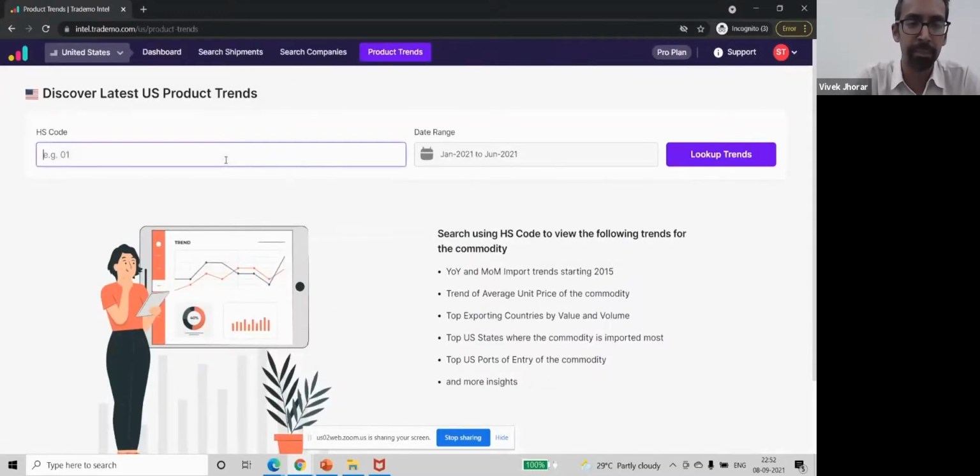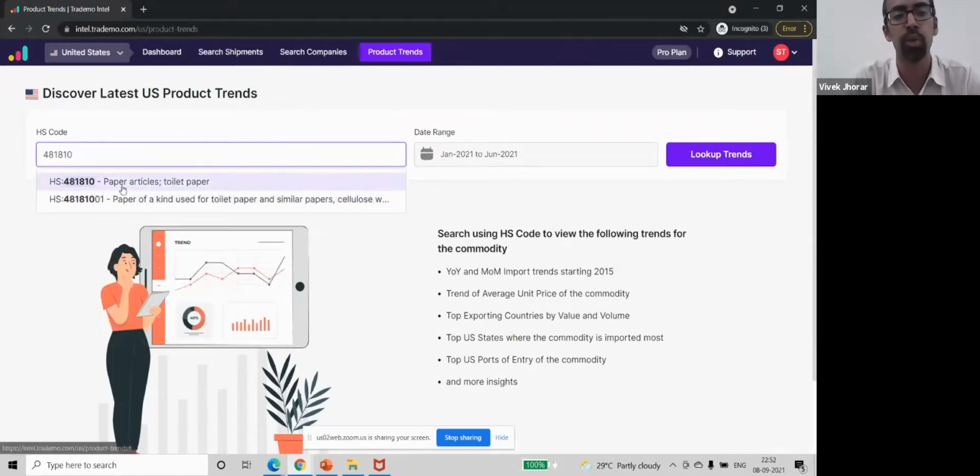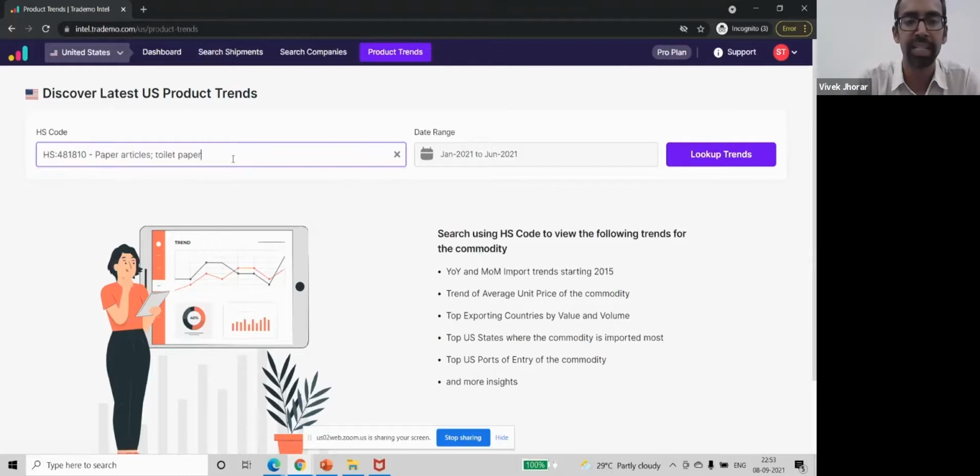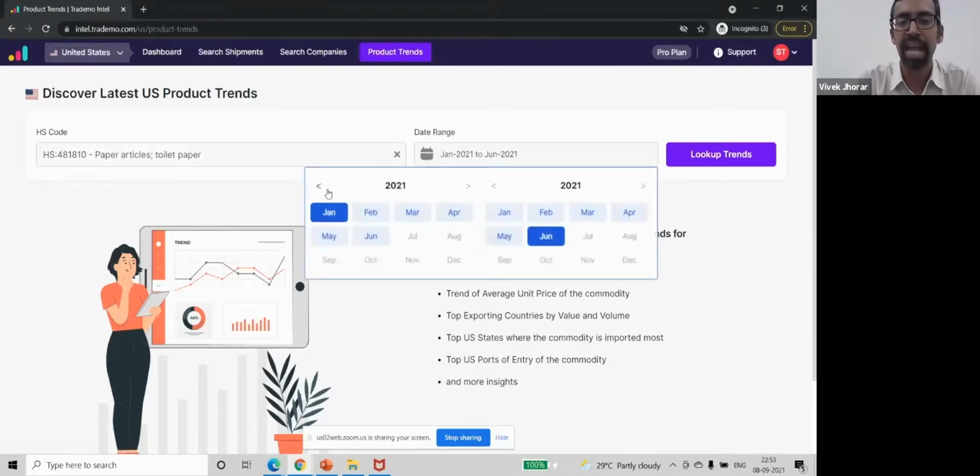Since the question was around toilet paper, I took some time to figure out the HS code for toilet paper. Now, this is very simple information; most people would know it if they're using it. So you go to the product trend section, which is on the top of your menu as you log on to the dashboard. You type this and you will see a search window to discover the latest US product trends. You type this HS code. Let's take the last 1 year period, because we saw a lot of disruption starting from April when COVID lockdowns struck, and down to say June.